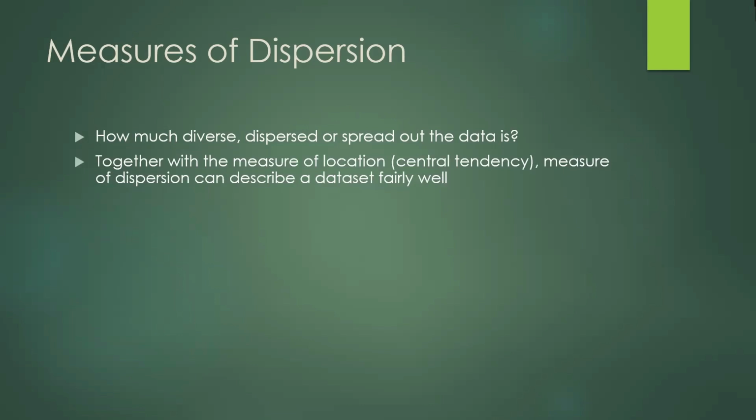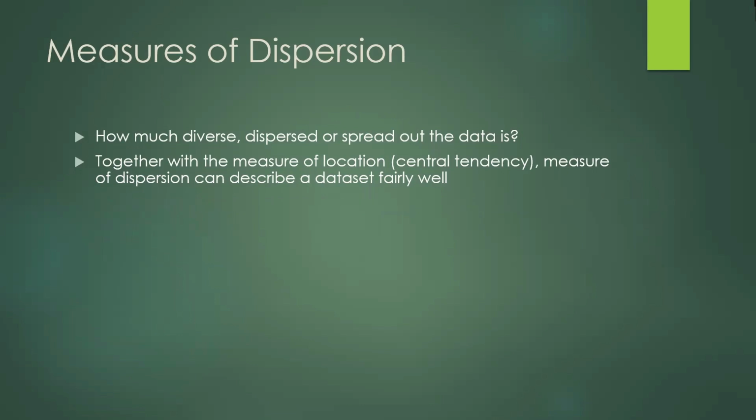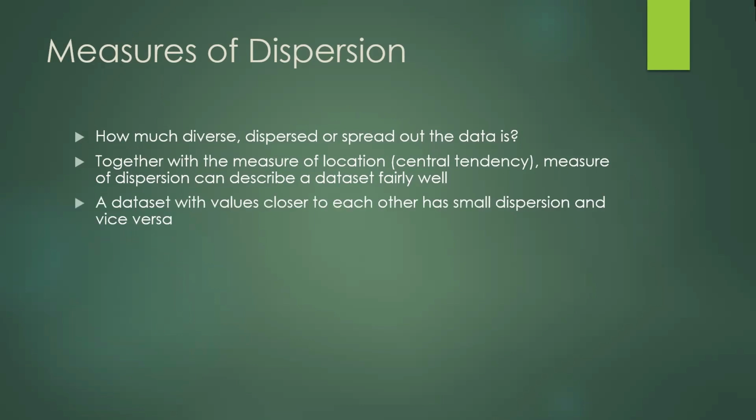Okay, so together with the measures of location or central tendency, like mean, median, mode, which we saw last time, the measures of dispersion can describe a data set fairly well. Although we will need some other things also, together these can give us quite a holistic idea of the data set, and we can compare data sets using these. A data set with values closer to each other has small dispersion and vice versa.